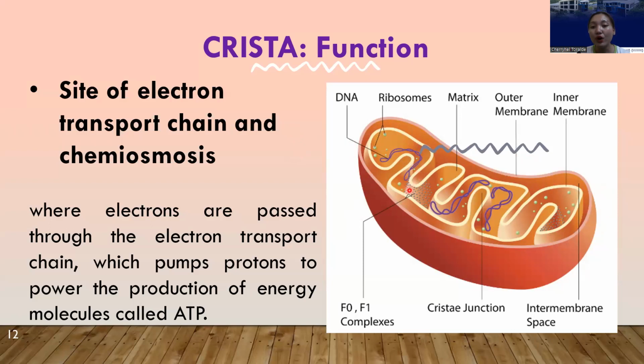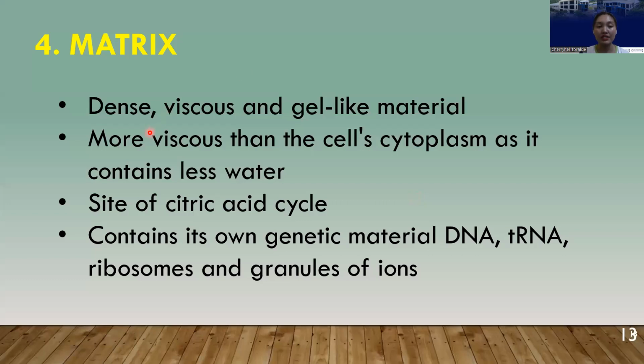Now let's move on to the space inside the inner membrane, which is the matrix. Again, it has a gel-like consistency. It is dense and viscous. It is also more viscous than the cell cytoplasm because it contains less water. The function of the matrix is that it is the site of the citric acid cycle.